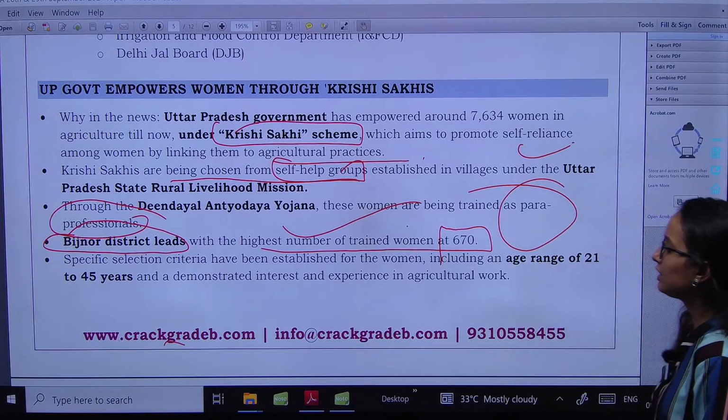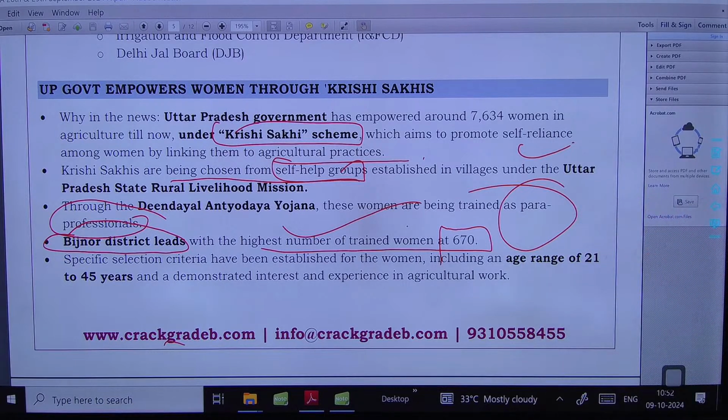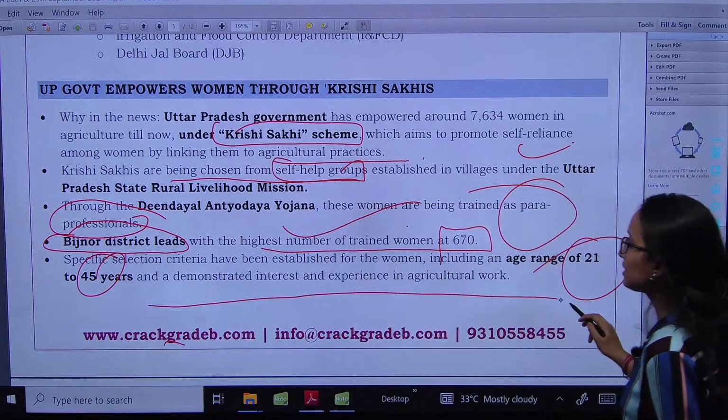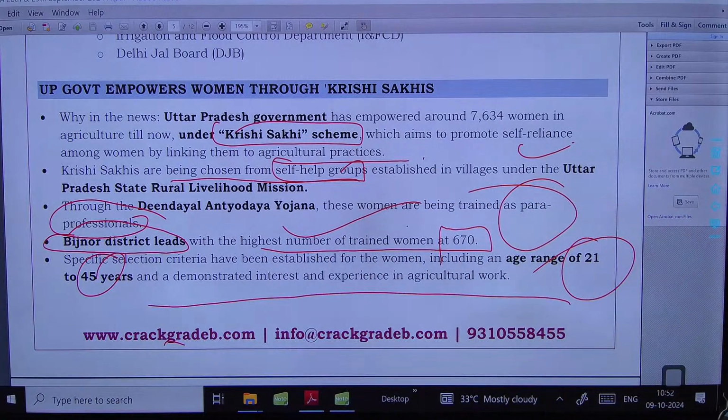Specific selection criteria have been established, including an age range of 21 to 45 years and demonstrated interest and experience in agricultural work. This is the criteria on the basis of which they are doing these selections.